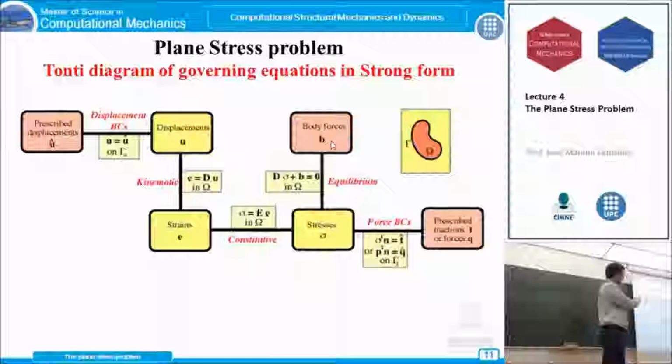And for that we have these body forces, which are forces applied per unit of volume, these prescribed tractions, and forces applied in the boundary of the domain. So these are force boundary conditions. Here we have the same expressions, where n is the normal vector to the boundary surface, and we have prescribed displacement in the boundary, in the displacement boundary tau sub u. So displacement boundary conditions prescribe some of the unknown displacements in the problem.